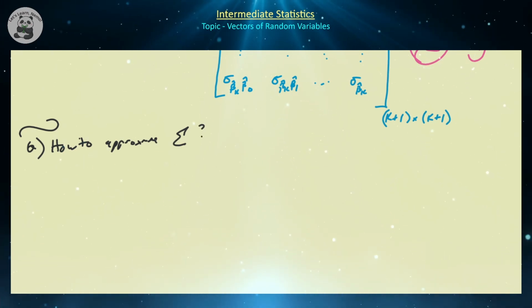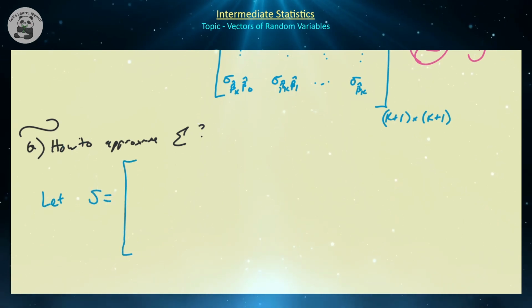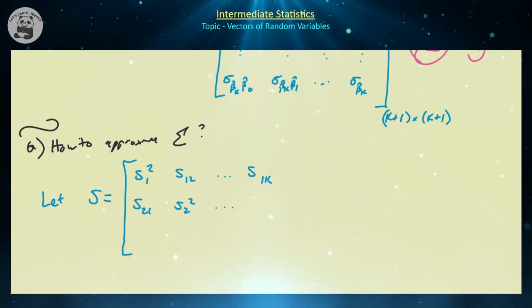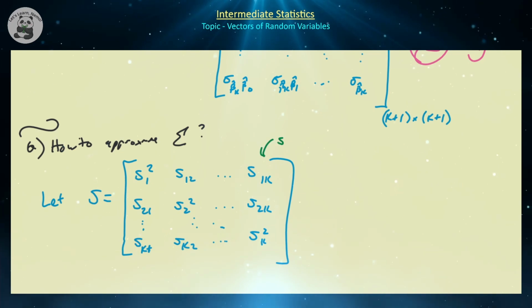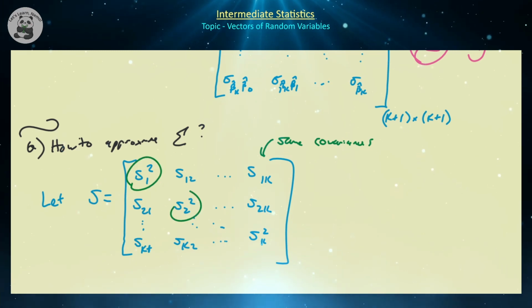So to approximate it, what we're going to do is let S be equal to another matrix, and this is going to be equal to S1 squared, S12, all the way down to S1k, and then S21, S2 squared down to S2k, and then that's going to continue all the way down to Sk1, Sk2, all the way down to Sk squared. And here, these are all sample covariances with obvious sample variances on that diagonal.